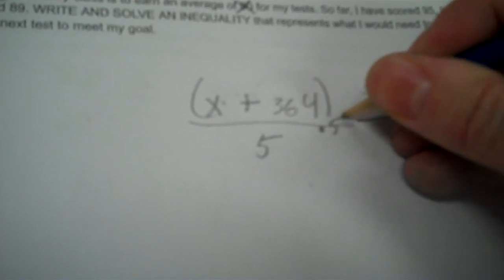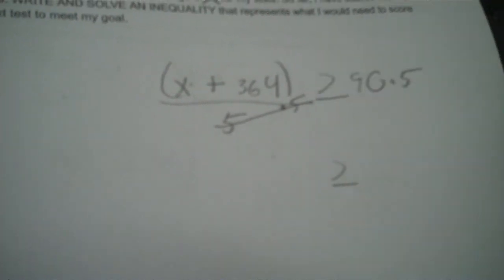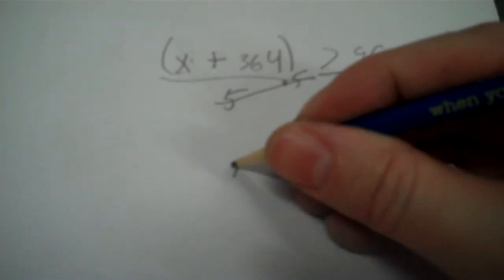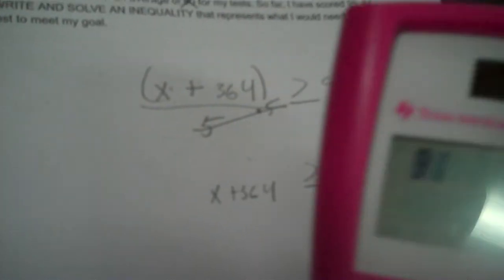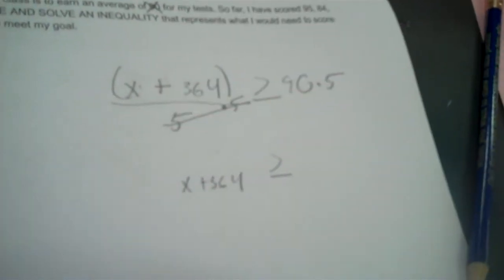Now remember, we're going to have to put a parentheses around that, okay? Now we want to get rid of parentheses, but I can't do the rainbows. Instead, I have to do the opposite of divide by 5, which is times 5. And then that goes away. Now I don't need the parentheses. I just have X plus 364. Then 90 times 5 is 450.